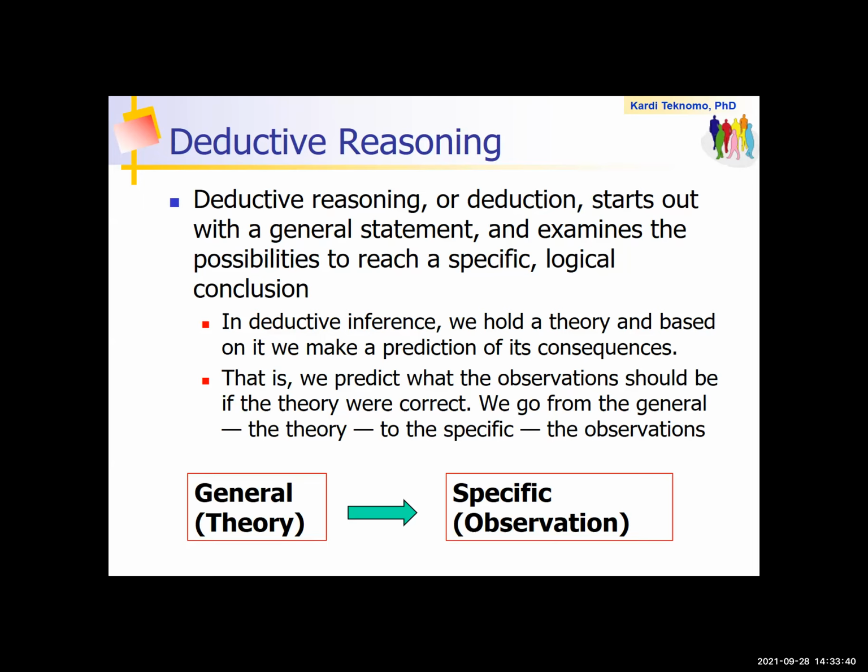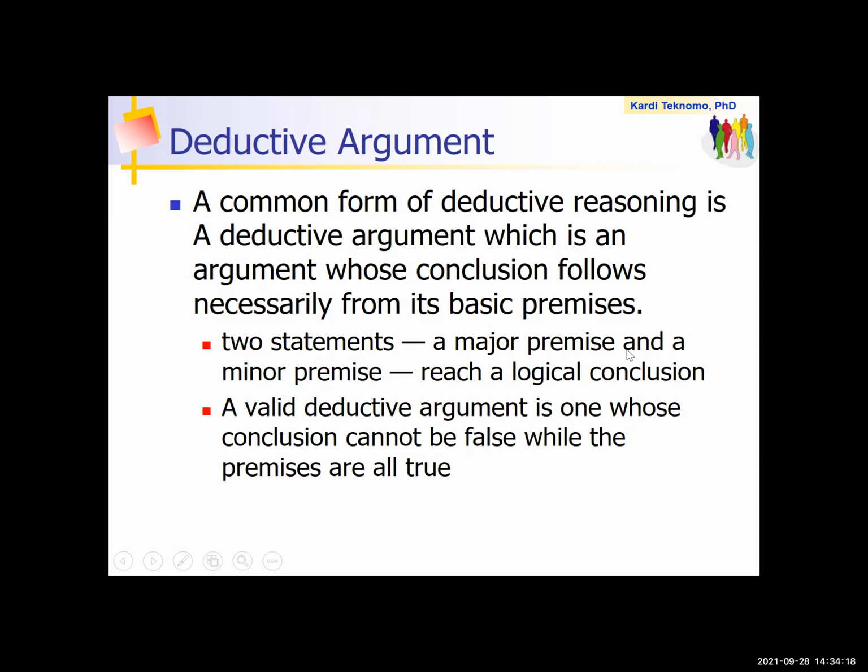So in deductive inference, usually you hold a theory, and then based on the theory, you make a prediction of its consequence. What you predict is the observation. Of course, this prediction is based on the assumption that the theory is correct. So anytime you go from general to specific, from the theory to observation, this is called deductive reasoning.